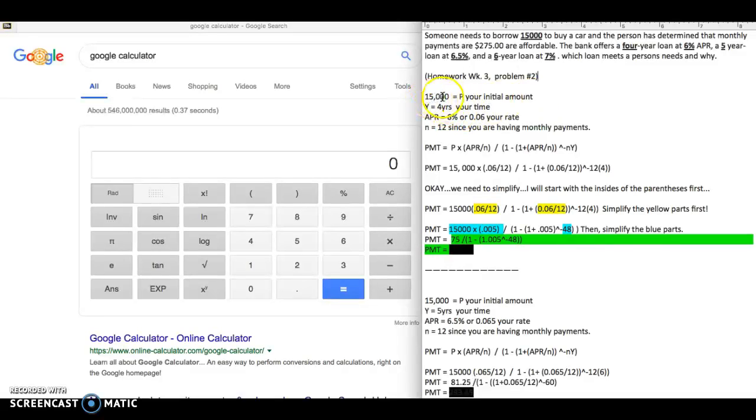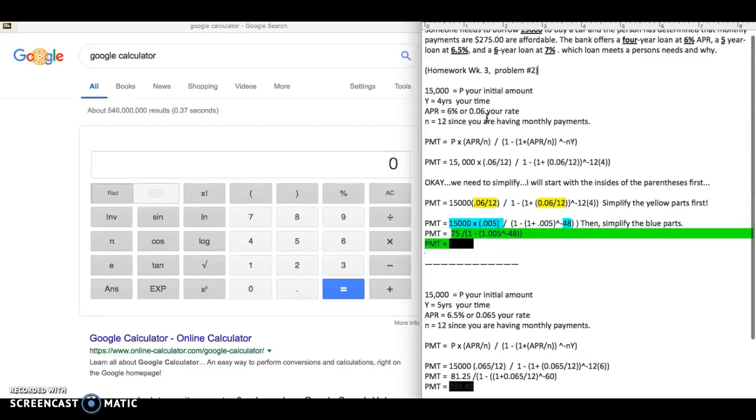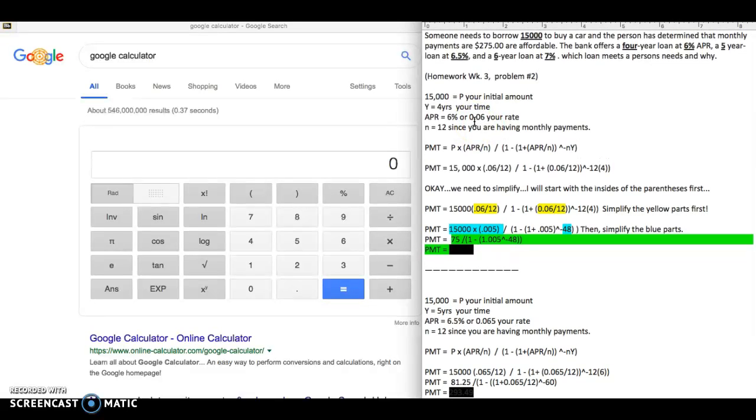Okay, so our 15,000 is our principal. It's our initial amount. The years would be your Y value. That's the time that you're going to take to pay off the loan. The APR is your percentage rate. In our first example, it's 6%. Remember to change that to a decimal by dividing it by 100. Our N is 12 since we are going to be paying monthly. So N is the number of times per year that you're going to be making payments.